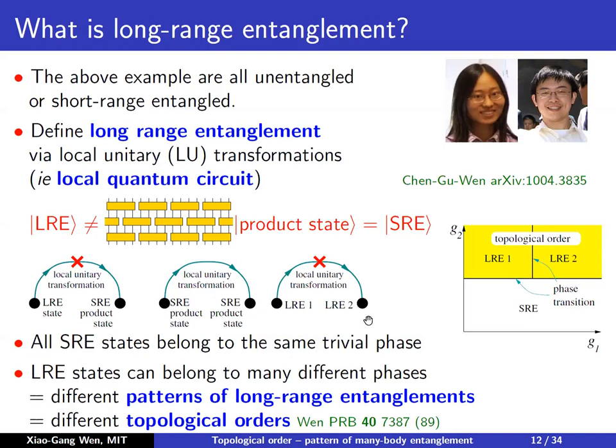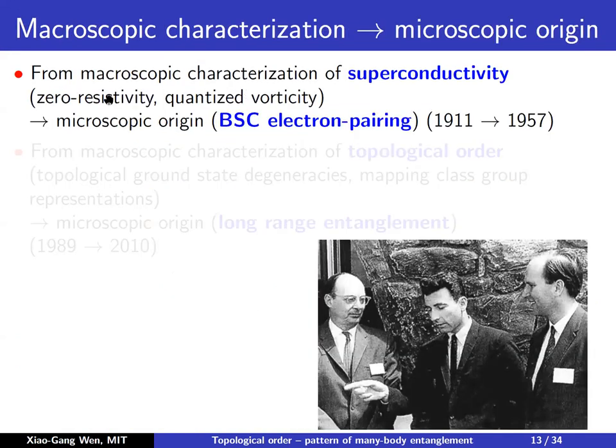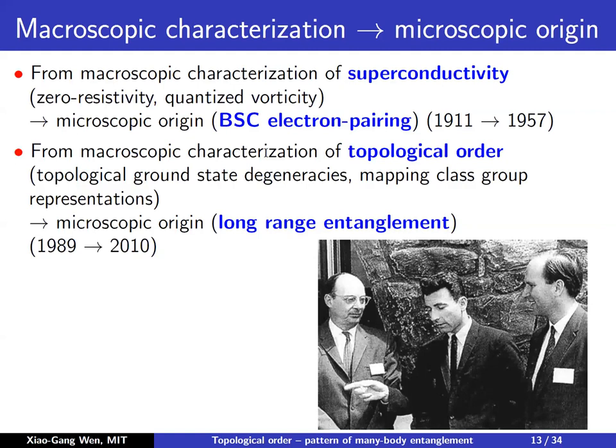Okay, thank you. So here I want to compare this entanglement understanding of topological order with superconductivity. We know that superconductivity is characterized by zero resistivity and quantized vorticity or quantized flux. That's a macroscopic description. The microscopic origin, or the mechanism, is electron pairing. Similarly, the macroscopic characterizations of topological order are things like ground state degeneracy, and there are other things, like the mapping class group representation, which I will not talk about here. And the microscopic origin actually is long-range entanglement, which I just talked about. So therefore, this long-range entanglement is a mechanism, just like electron pairing.